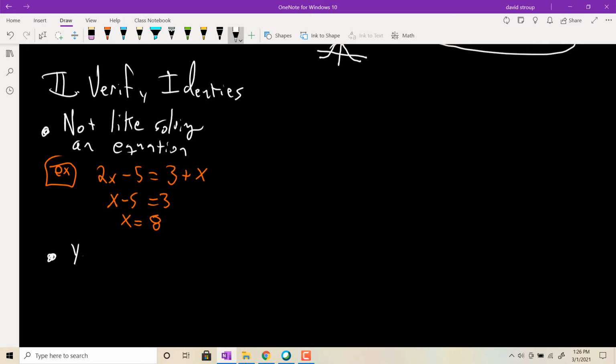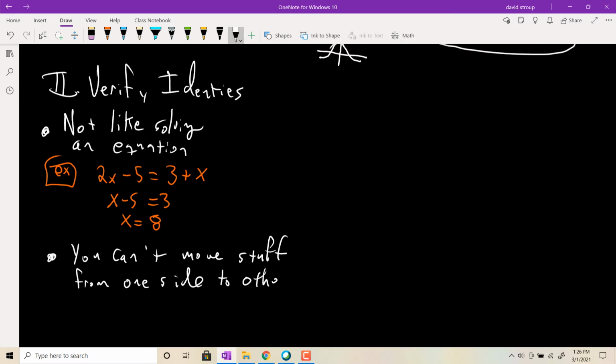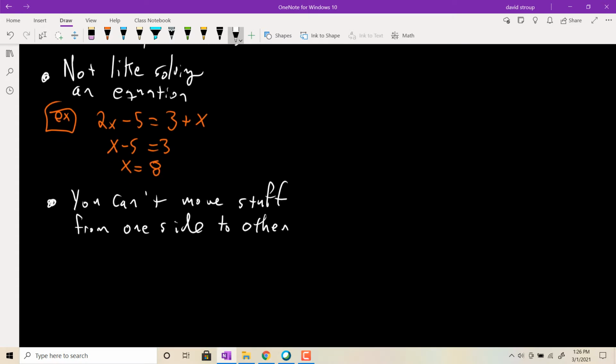In other words, you can't move stuff using the equation properties: add something to both sides, multiply something on both sides, take square roots on both sides. You can't do any of that stuff here. So you can't move stuff from one side to the other. You have to work on either side separately. Okay. Have to keep the sides separate.